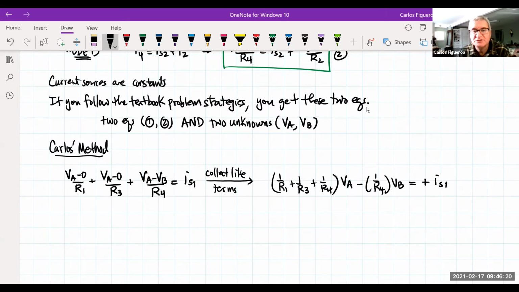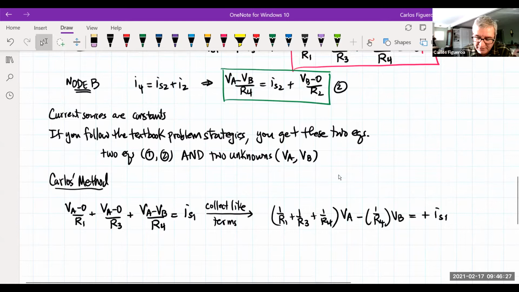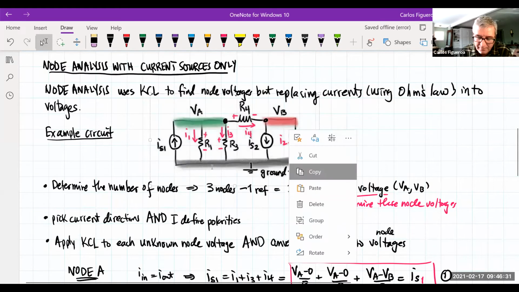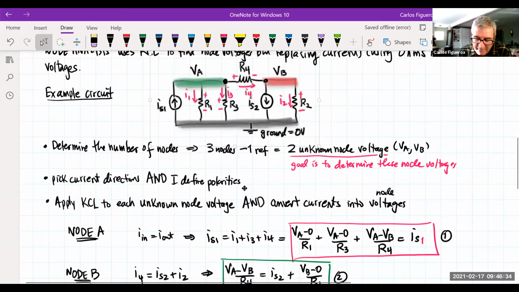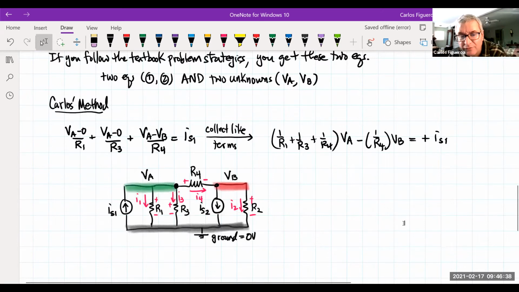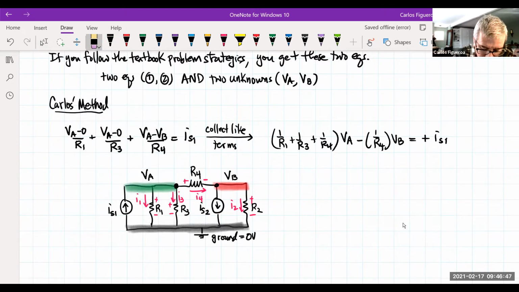Now, look what's interesting about this. Let me go get the circuit and bring it back down. So I'm going to highlight the circuit, and I want to bring it back down. My question is this here. So I'm going to get rid of all of the currents because we don't care about the currents. We only care about the voltages.